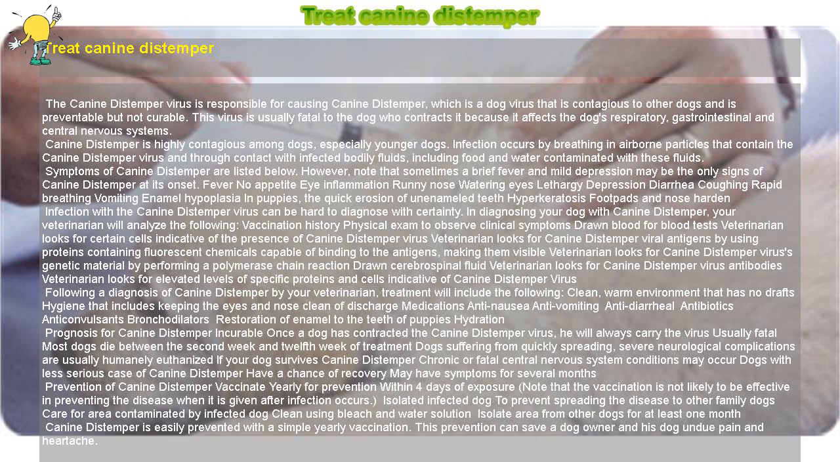Symptoms of canine distemper are listed below. However, note that sometimes a brief fever and mild depression may be the only signs of canine distemper at its onset. Fever, no appetite, eye inflammation, runny nose, watering eyes, lethargy, depression, diarrhea, coughing, rapid breathing, vomiting, enamel hypoplasia in puppies, the quick erosion of unenameled teeth, hyperkeratosis of the footpads and nose, hardening.